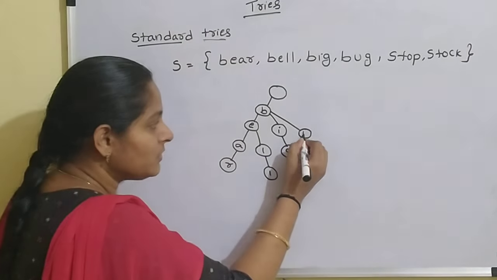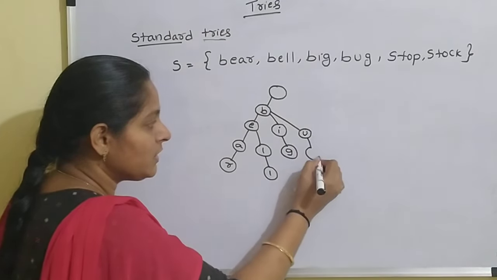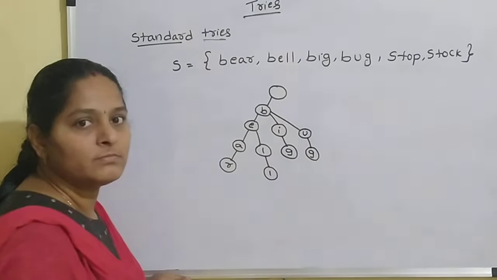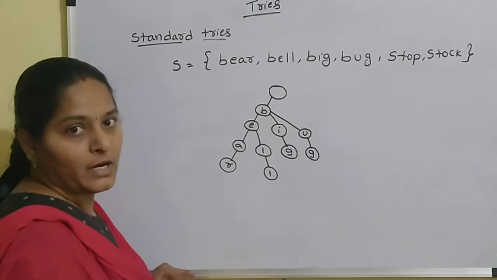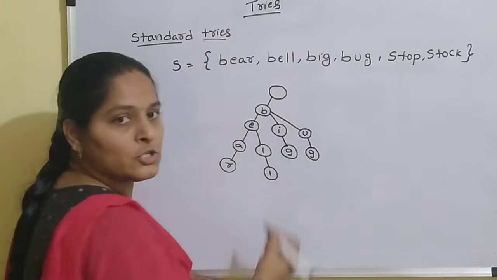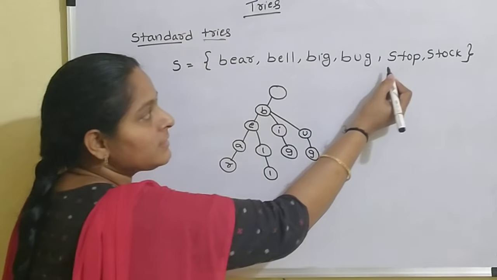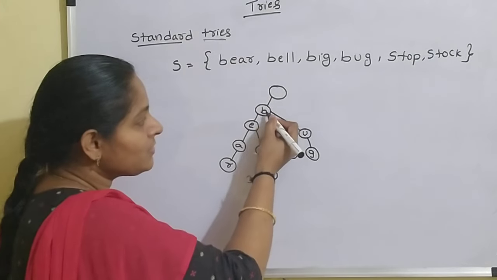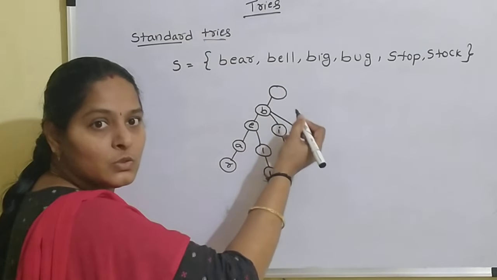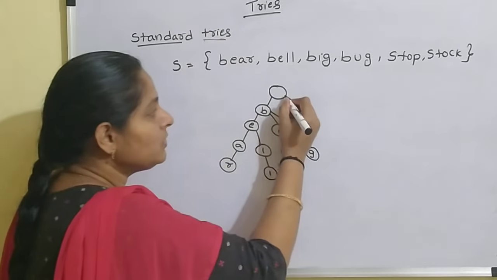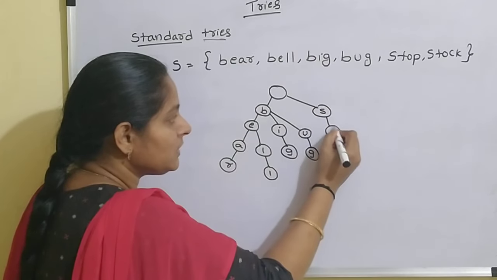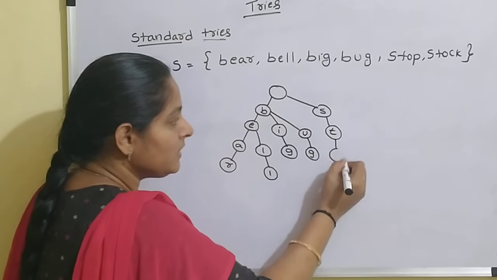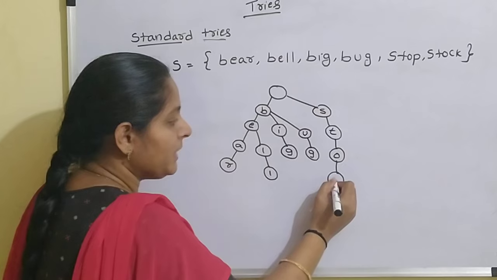So construct the U node for U and construct the node for G. So this is the string for bug. Now next string is stop. So first letter in stop is S. Here in our tree there is no node with S. So take one node with S, then the second letter is T, then O, then P.